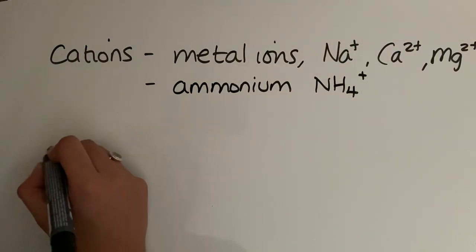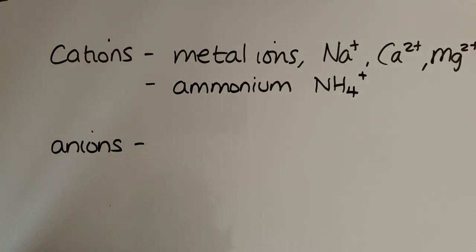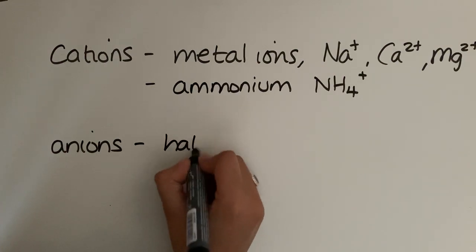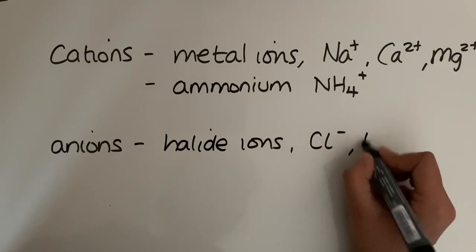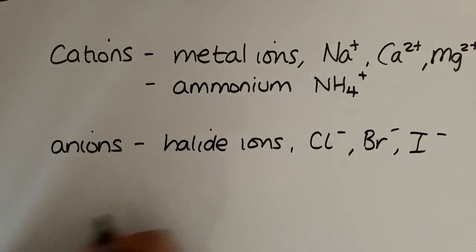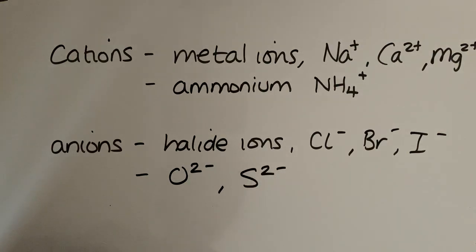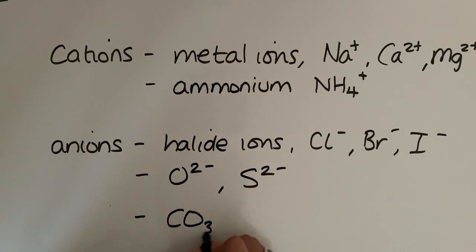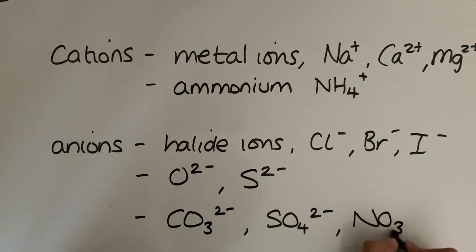When it comes to our anions, which are our negatively charged ions, examples are our group 7 halide ions, for example chloride, bromide, iodide. We also have our group 6 ions, so our oxide ions and our sulfide ions. We also have polyatomic ions that are anions, so you should have come across carbonate, sulfate, nitrate as well. These are all examples of anions.